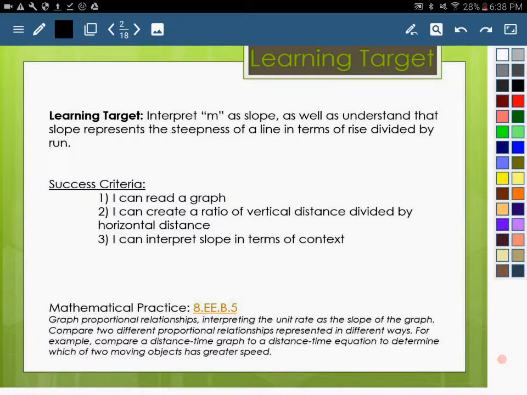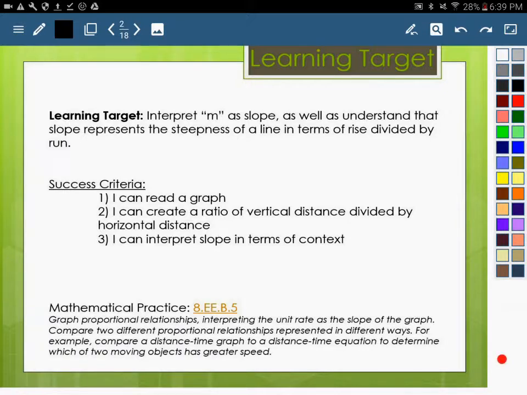In order to be successful at this, first I can read a graph. We talked about this yesterday. When you look at a graph, you should be able to tell me what all the coordinates are just by looking at it, what the value of x is, what the value of y is. Secondly, I can create a ratio of vertical distance divided by horizontal distance. So we're going to need to be able to count how many units up, count how many units across, and create a ratio knowing those proportions.